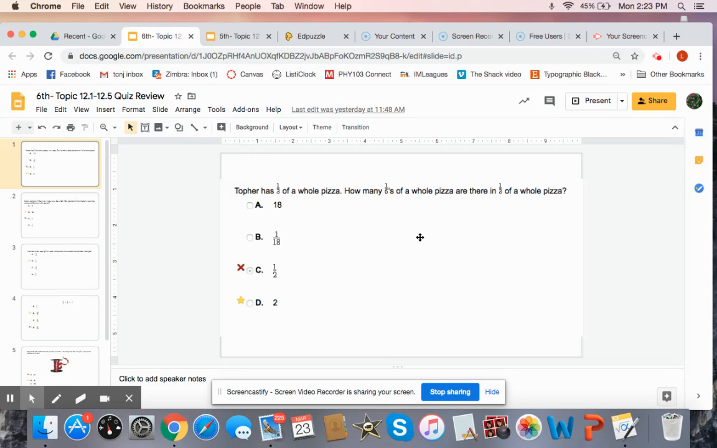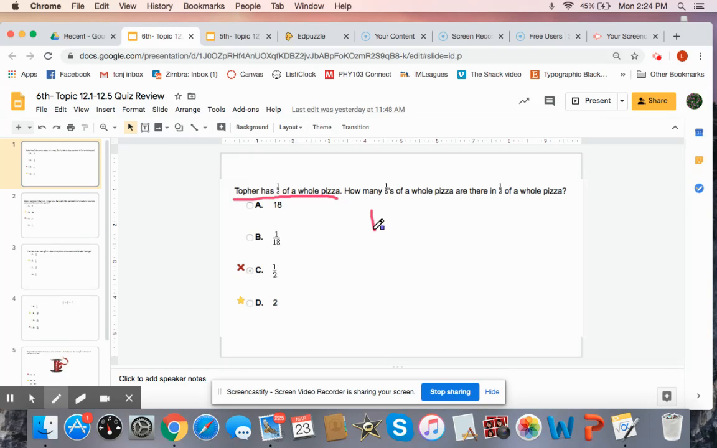So this first one, it says Topher has 1/3 of a whole pizza. How many 1/6 of a whole pizza are there in 1/3? So in order to even set up this division problem, you need to know what are we starting with. Well, in this problem, it says Topher has 1/3 of a whole pizza. So we're starting with 1/3.